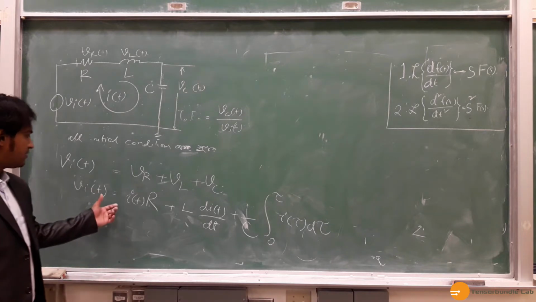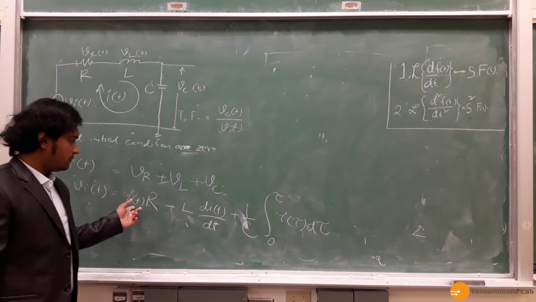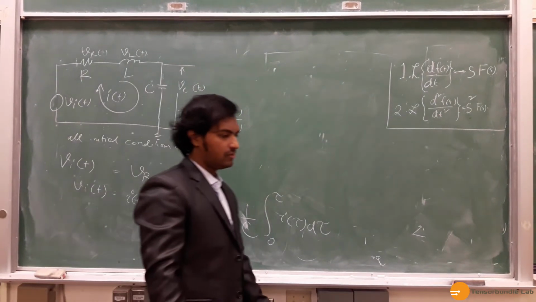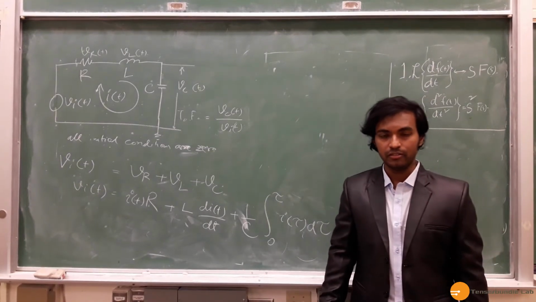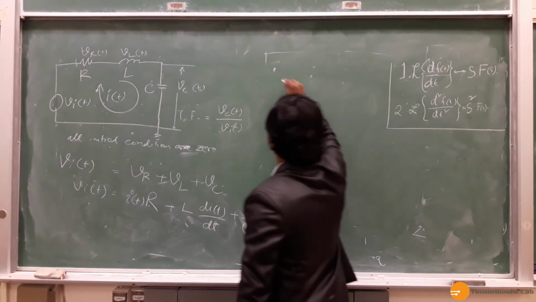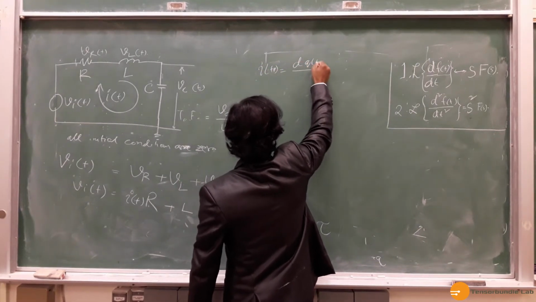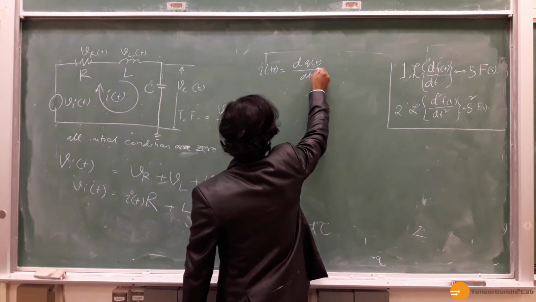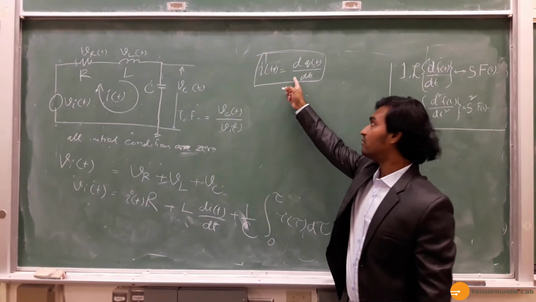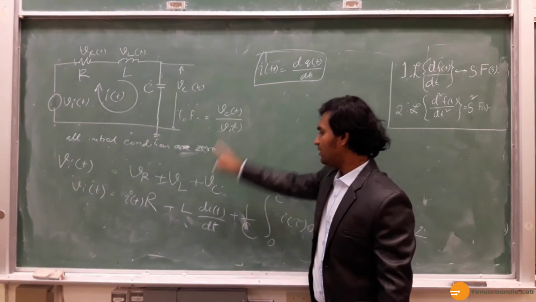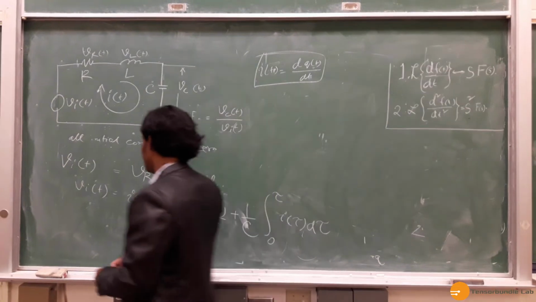Okay, so this is the equation in terms of current. Now, remember, current is defined as the rate of change of the charge. I mean, I of t is defined as the rate of change of Q, which is the charge, right? We can simply plug in the value of I of t into this equation. So let's see what happens if we just plug in the values.